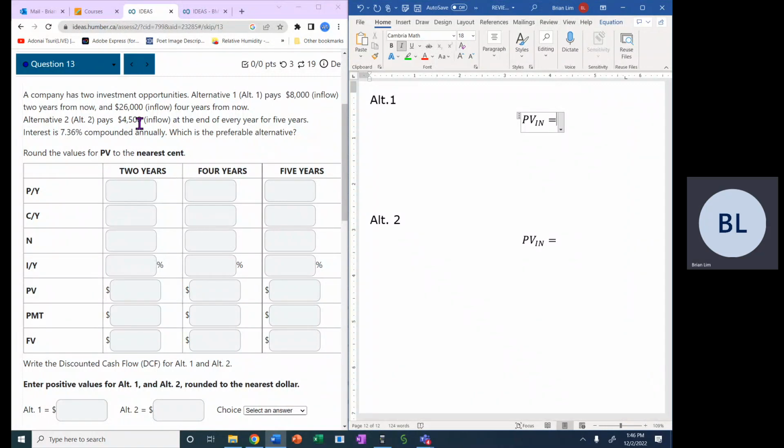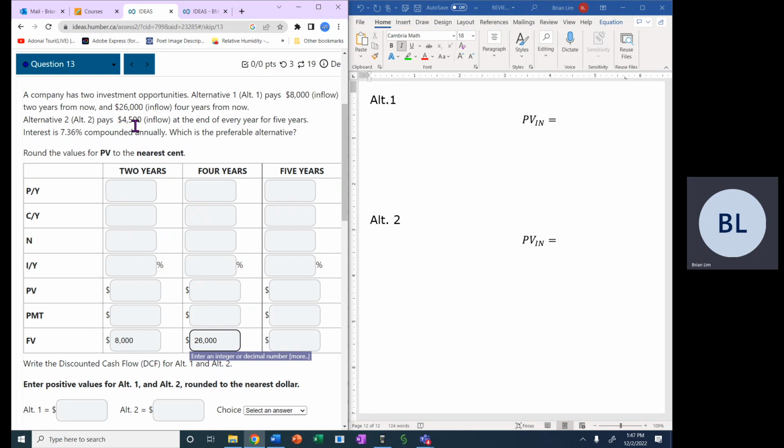Okay, question number 13. A company has two investment opportunities. There's alternative one that pays $8,000. That's an inflow 2 years from now, and $26,000 4 years from now. So that would be 8,000. This is the one for 2 years. So here you will get $8,000. And 4 years from now, it's $26,000. So that would come in here.